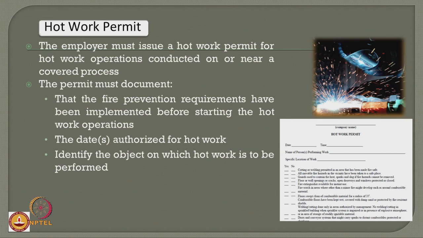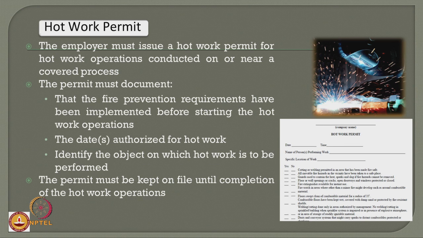A typical hot work permit sheet is shown on the right side of your slide. The permit must confirm that the fire prevention requirements have been implemented before starting the hot work operations. The dates authorized for hot work are mentioned very deliberately in the permit, and it identifies the object on which hot work is to be carried out categorically. The permit must be kept on file until completion of hot work operations. You should not misplace the record.